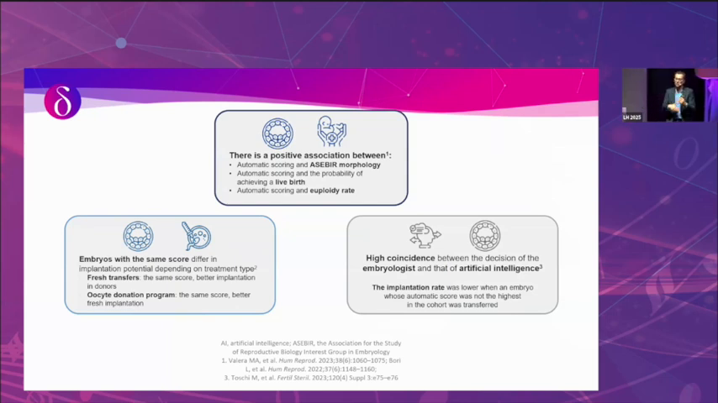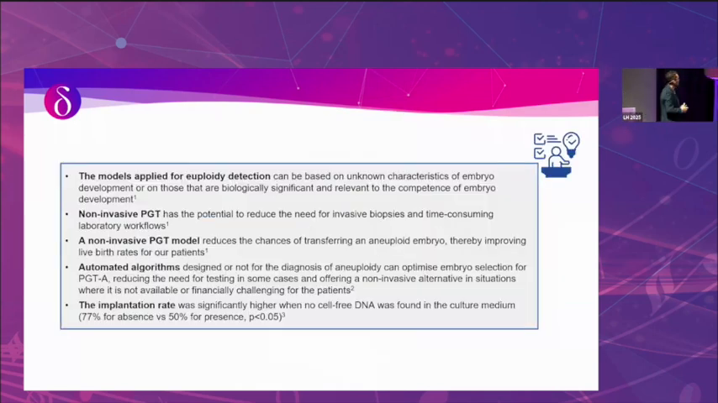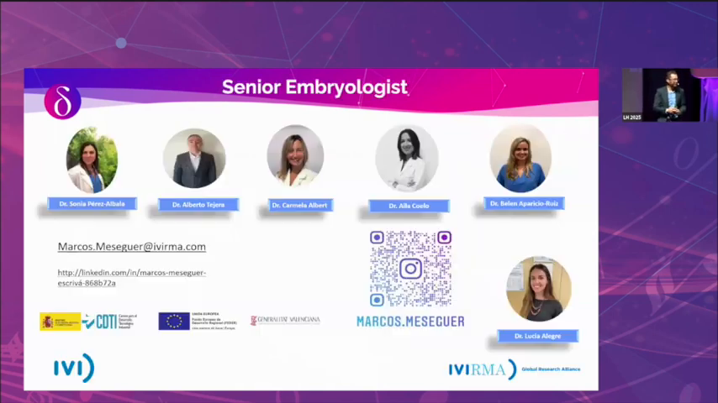And between the embryologist and AI, there is a very high coincidence. But still, when there is a discrepancy between the embryologist and the score, the outcome used to be better. So in general, this technology can also be applied for euploid prediction. It does not substitute the classical PGT-A right now, but it is a good technology to identify embryos with more or less risk of being chromosomally aneuploid. And this is potentially very interesting for applications right now.